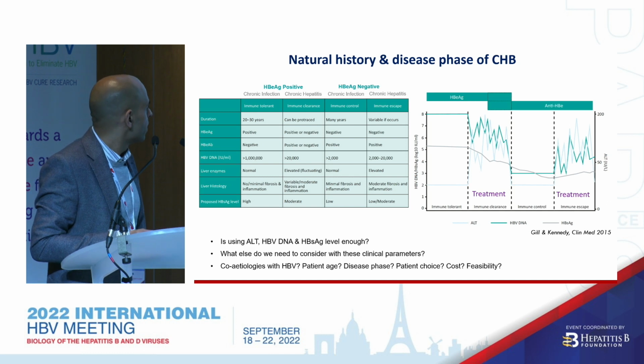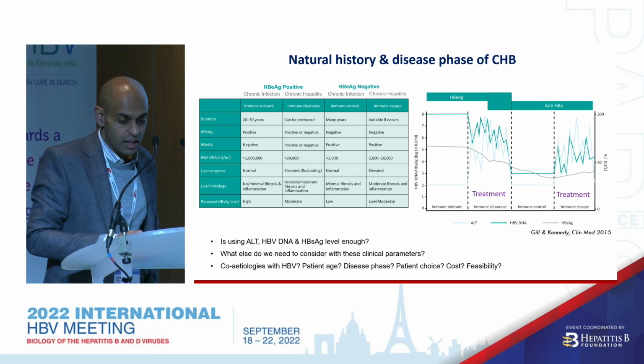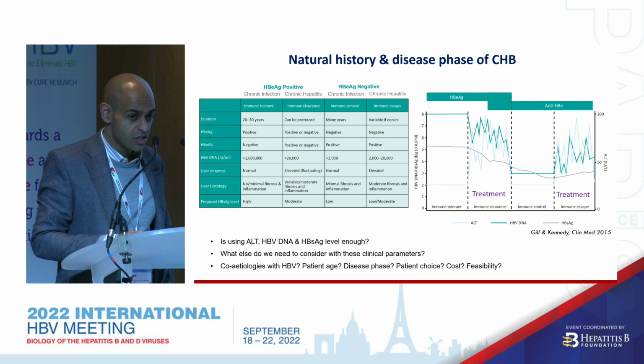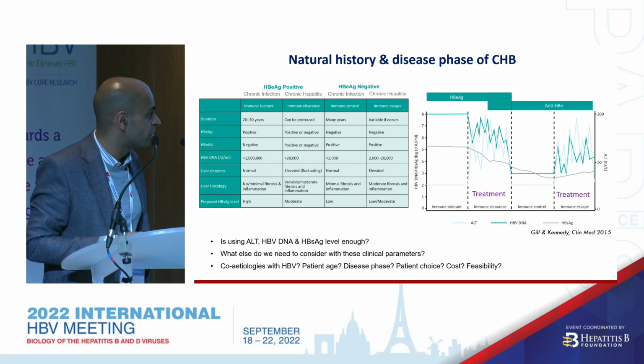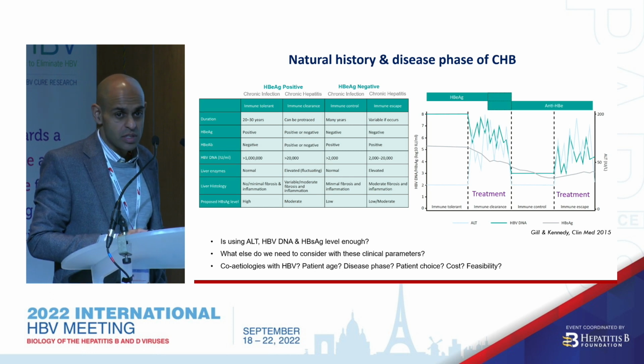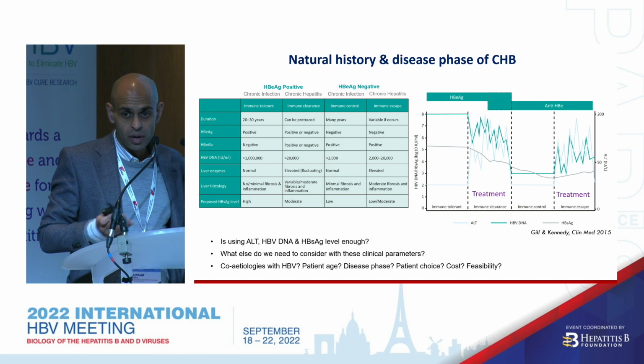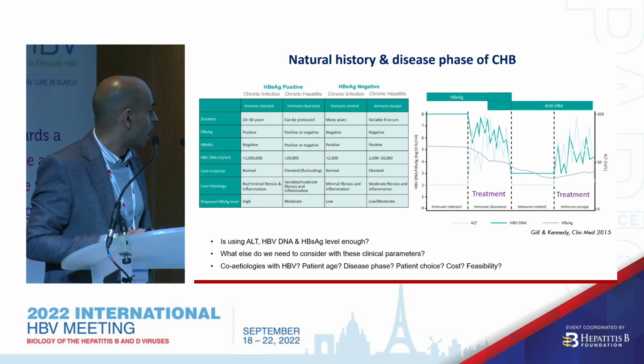But what about some other things? Is using the ALT, the HBV DNA and surface antigen level enough? Will that be enough in selecting patients? What else do we need to do? Do we need to consider these parameters with any other parameters that Barbara and Adam have mentioned? And what about co-etiologies for patients?